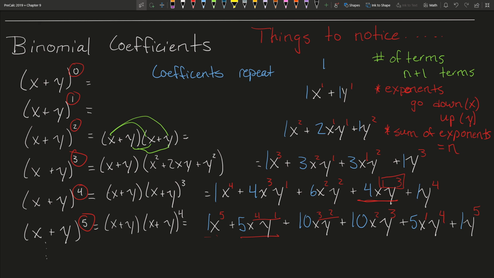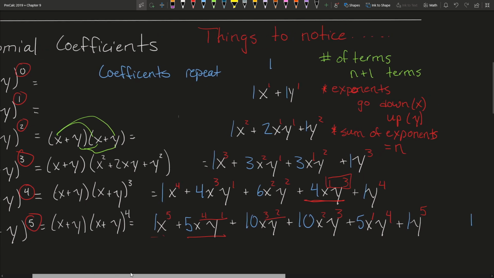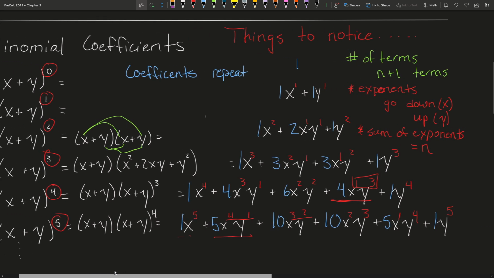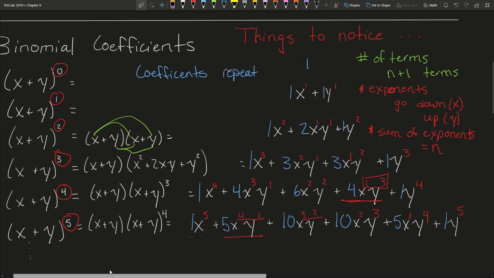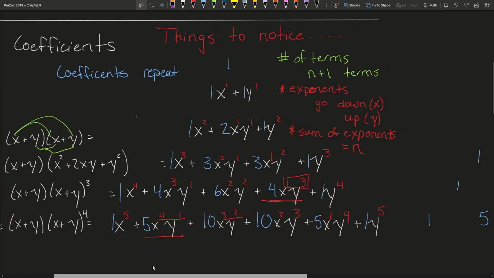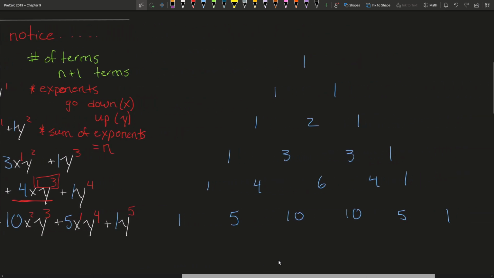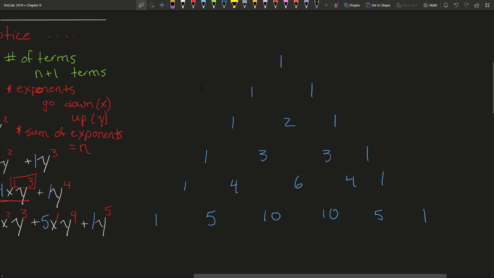And then before we move on, if we take those coefficients out and put them by themselves, what's the trick for the middle ones, like the 6 and 10? We'll get there. We're getting there right now. If you take those coefficients and put them as is, but without any x's and y's and exponents, we get this triangle.